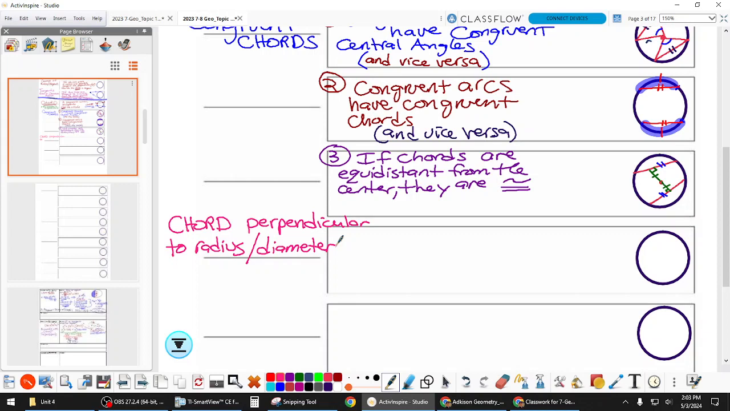Can you write it? Huh? No, I'm not writing it for you. I've said that about 50 times this year. What, this perpendicular stuff? Oh. All right.